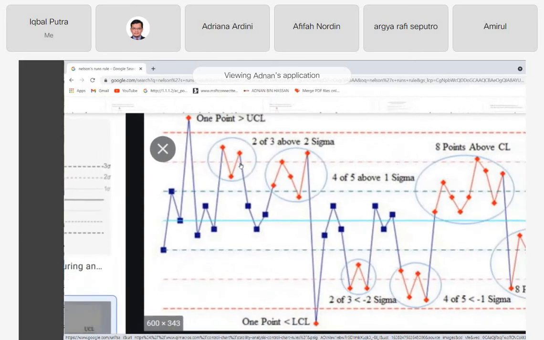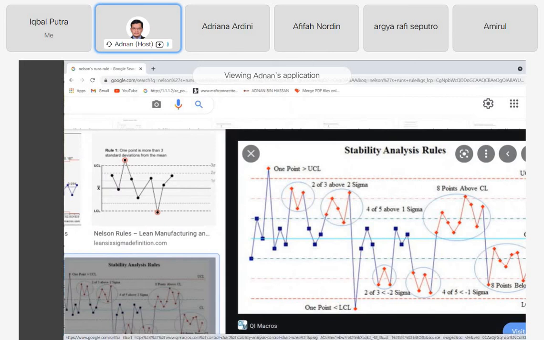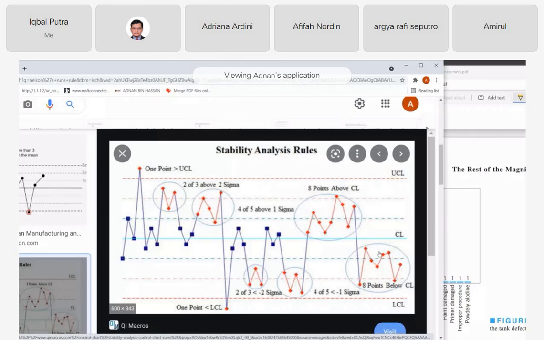Can you see this line, this chart? So you see here, this is the center line, this is the control limit. When you have 3 points beyond 2 sigma, like I showed just now, 1, 2, 3, two of them are above 2 sigma. This is considered an unstable process. This is rule number 1, 1 point greater than this.